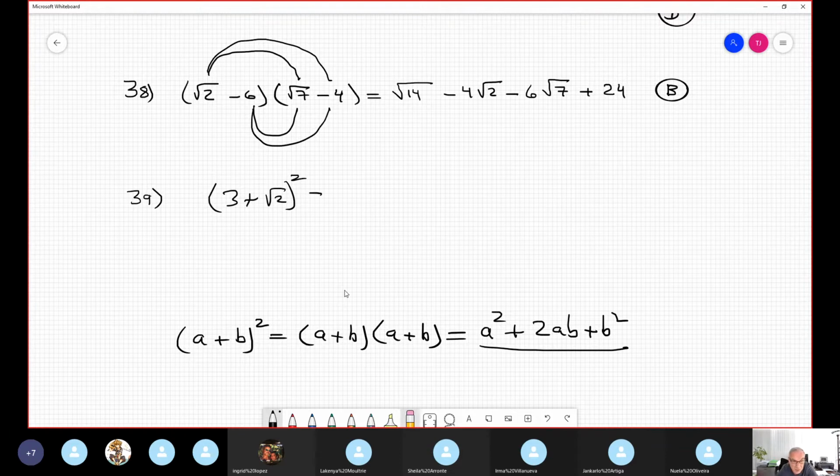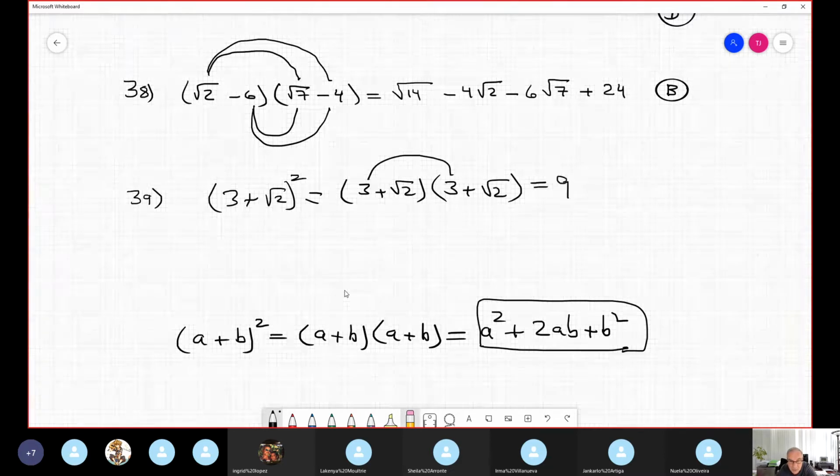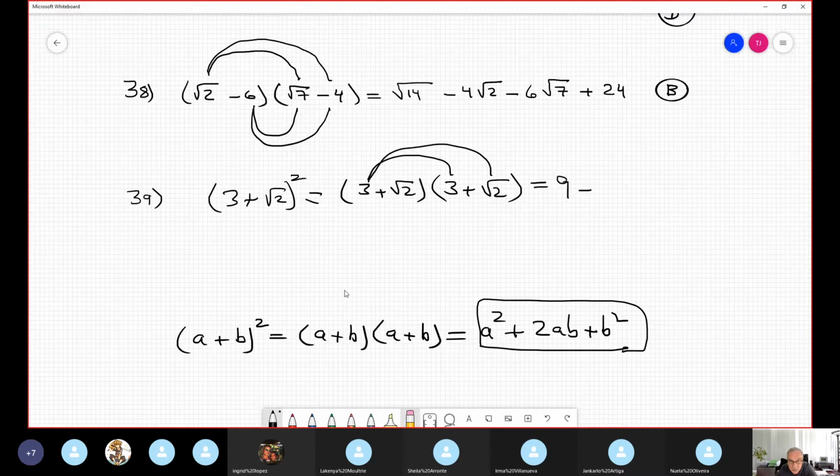Okay, no problem. I copy 3 plus radical 2 times itself, because I don't realize that the twin brothers have a special formula. Okay, no problem. 3 times 3 is 9. 3 times radical 2 is 3 radical 2. Radical 2 times 3 is exactly the same. And this always happens, they are identical. That is the reason it's twice. And radical 2 squared is 2.